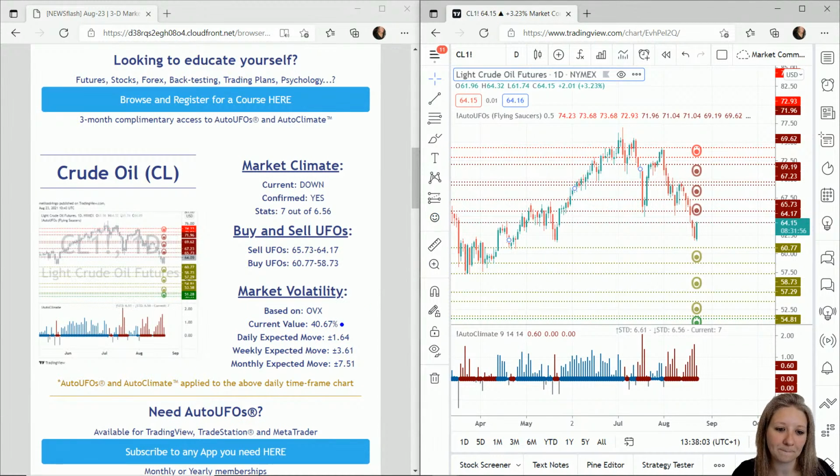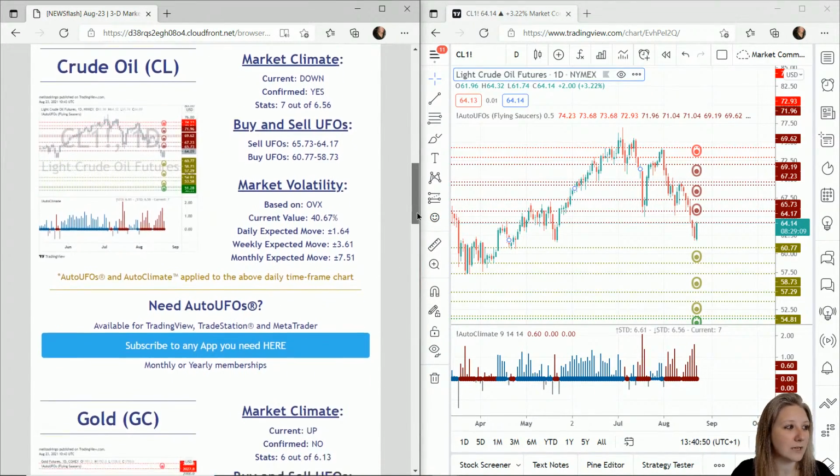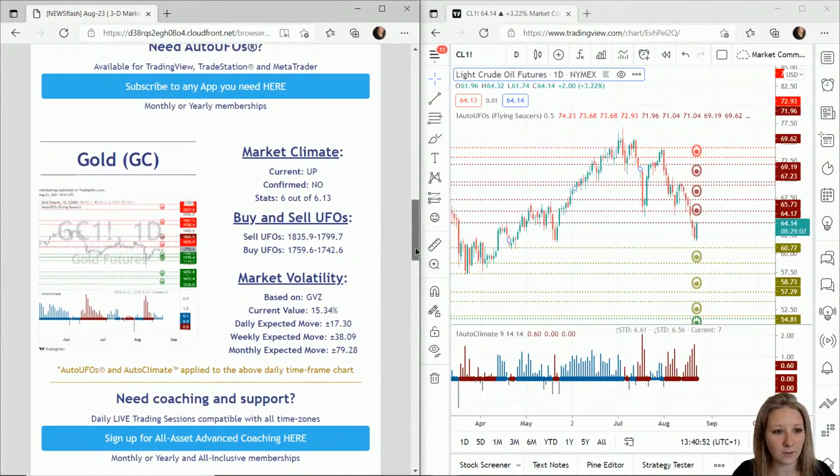for the time being. Now in terms of movement on oil, we would expect it to move up or down in 1 year of 40.67%, which is in a day up or down of 1.64 points, in a week 3.61 points, and in 1 month 7.51 points, either up or down. Okay, moving on to the next market, which will be gold. Let's have a look there.